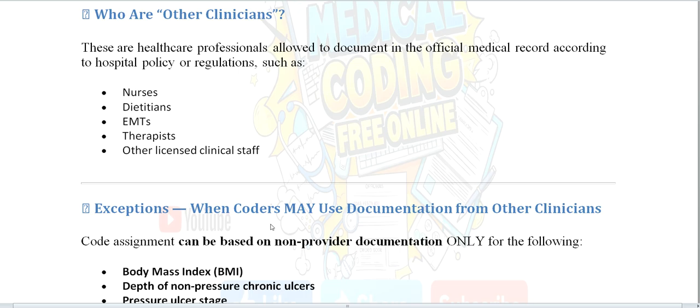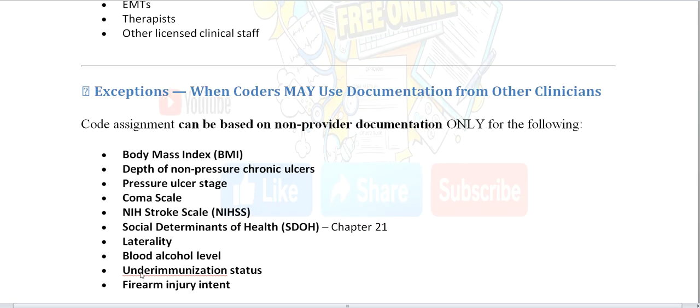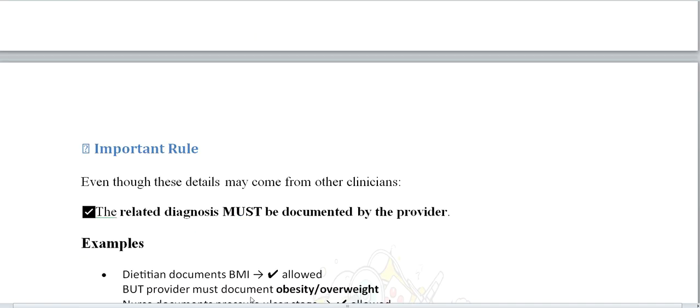So, exception: when the coder may use documentation from other clinicians. Code assignment can be based on non-provider documentation only for the following: body mass index (BMI), depth of non-pressure chronic ulcer, pressure ulcer stage, coma scale, NIH stroke scale (NIHSS), social determinants of health (SDOH, Chapter 21), laterality, blood alcohol level, underimmunization status, and firearm injury intent. Examples follow.